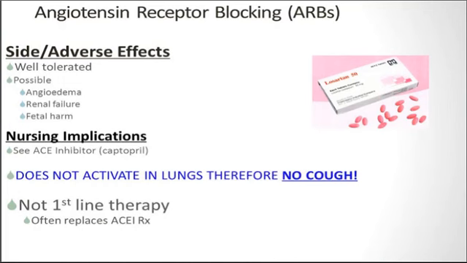Your ARBs work very closely the same way, with the same purpose. Increasing preload, decreasing your afterload, relaxing that vasculature to decrease that oxygen demand. It doesn't cause the cough, but angioedema, renal failure, and fetal harm are still concerns. Both ACEs and ARBs are contraindicated in pregnancy.